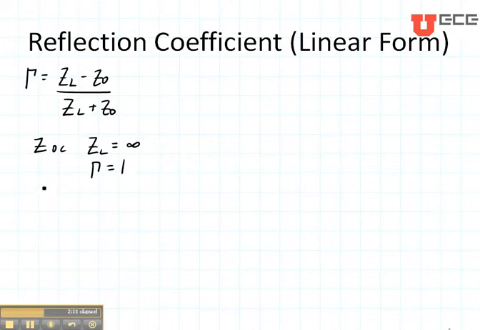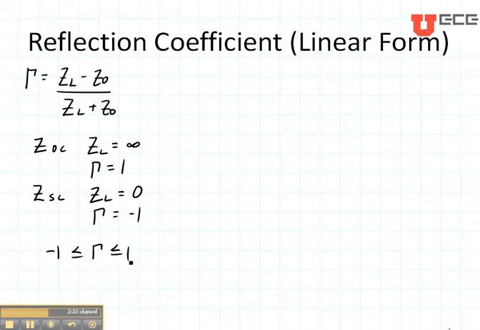The smallest reflection coefficient will happen when we have a short circuit. In that case, the load is 0, and the reflection coefficient is -1. So the reflection coefficient ranges between plus and minus 1. It has various phases, so it is very natural to plot the reflection coefficient on a polar plot.